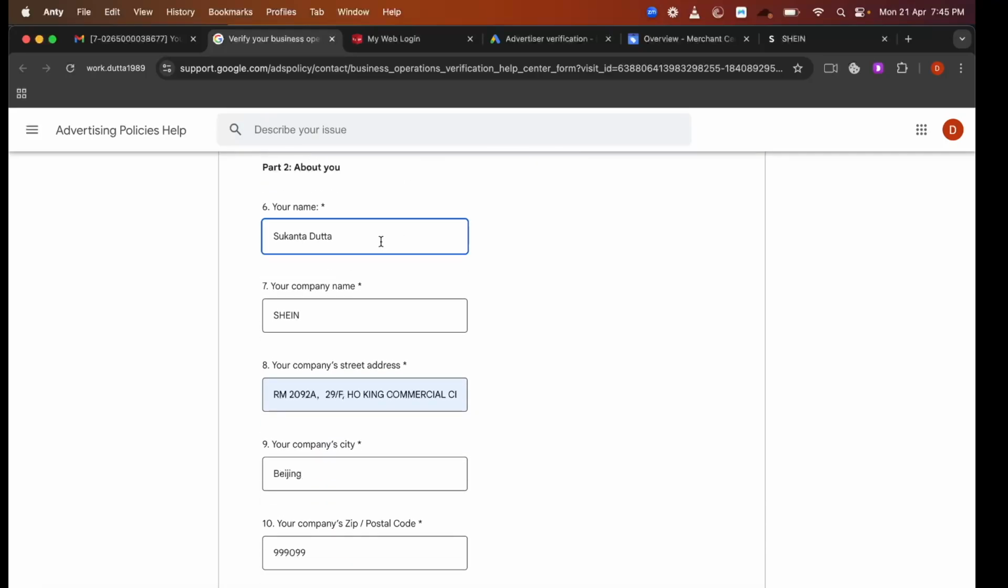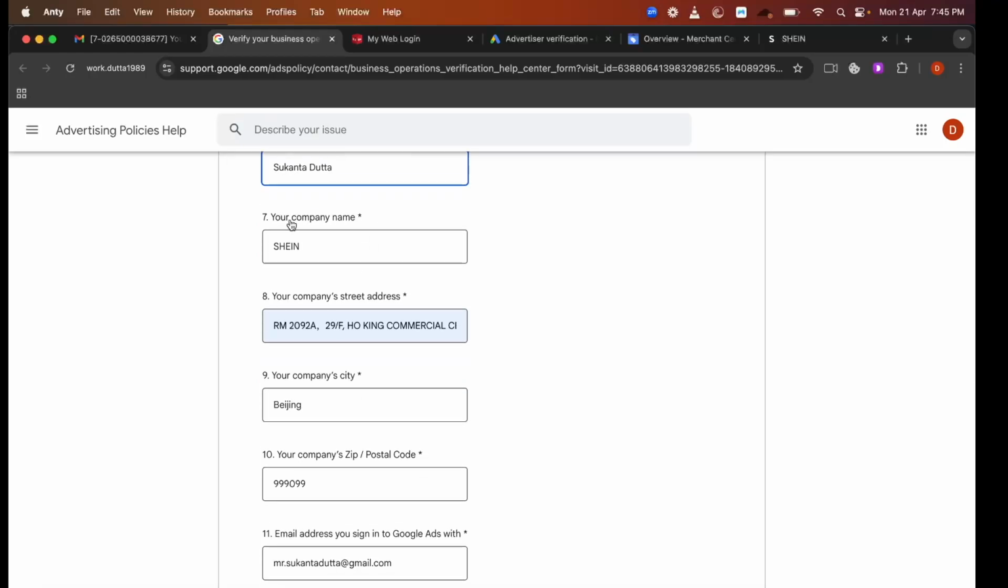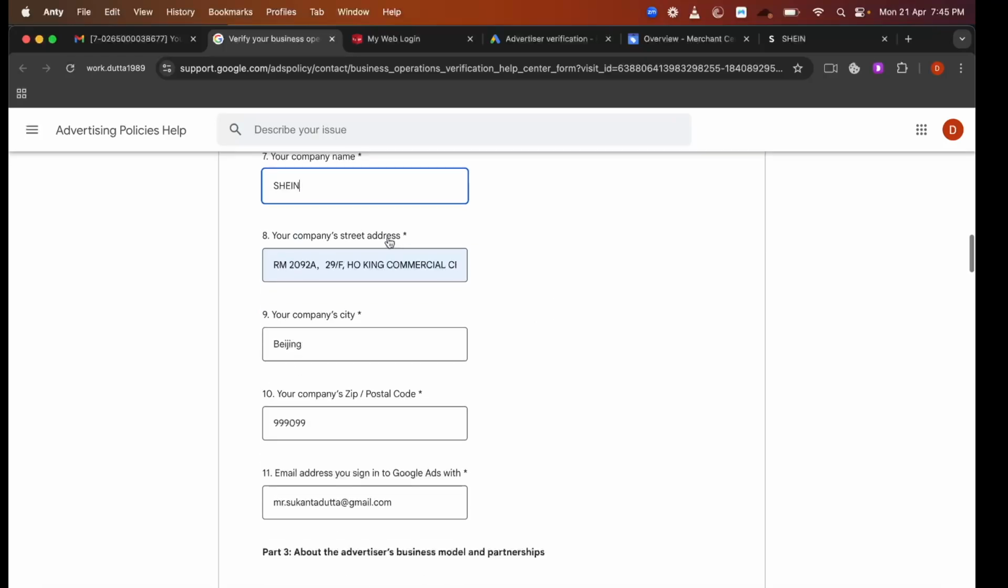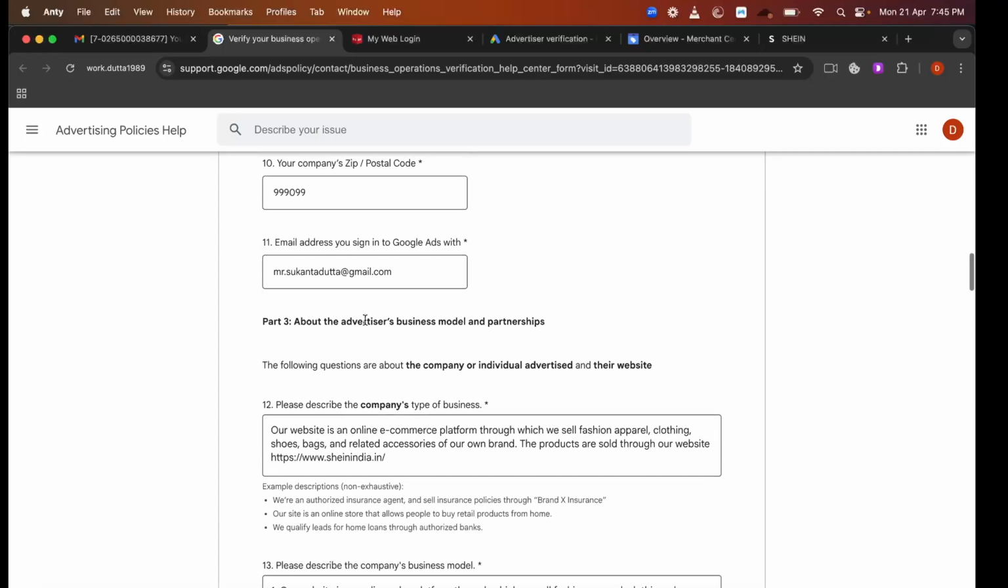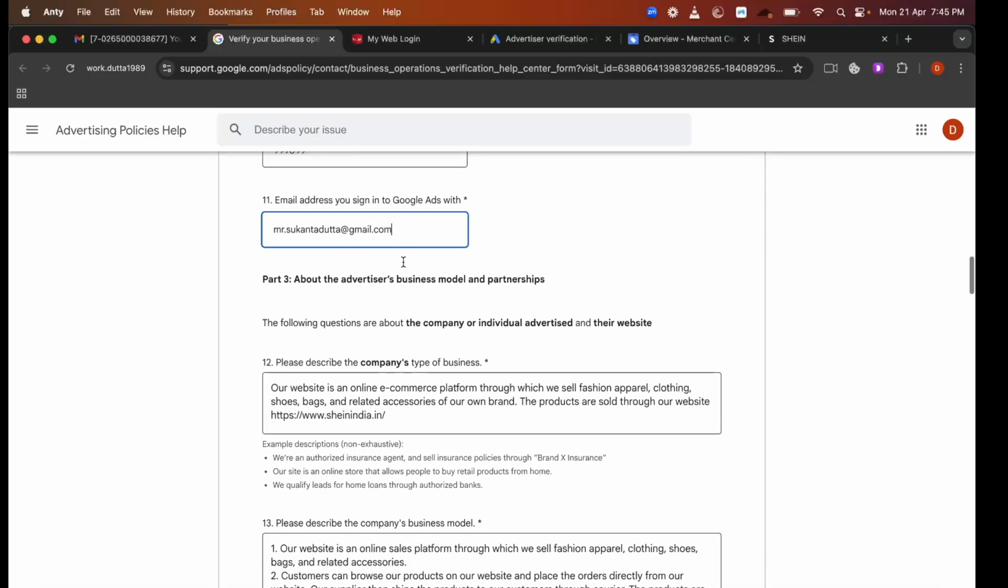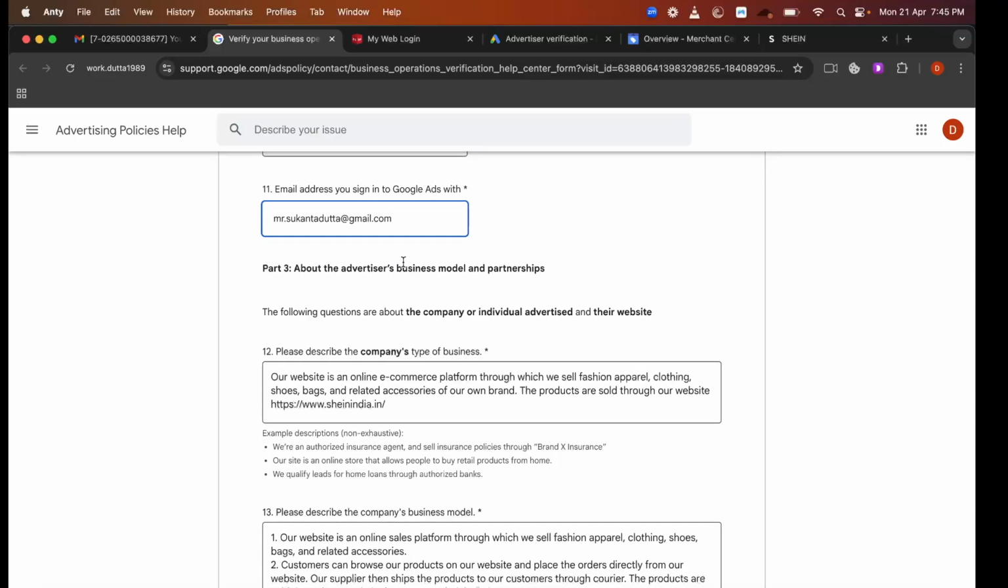You enter your name. Here I've entered my name as an example. You enter your company name. Here you put your company's brand name because most of your documents would be under your brand name. You would have billing or invoices or customer agreements or vendor agreements in your company's brand name. So you can enter your company's brand name here. You enter your company's street address, your company's city, your company's zip and postal code, and you enter the email address you sign in to Google Ads with.